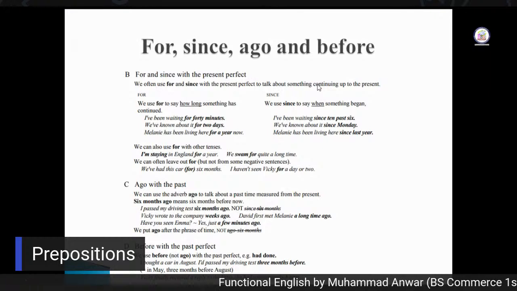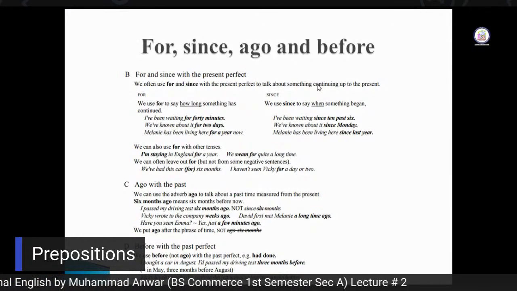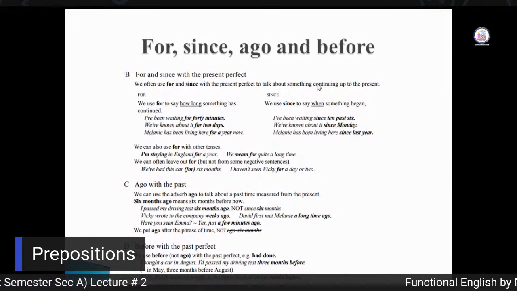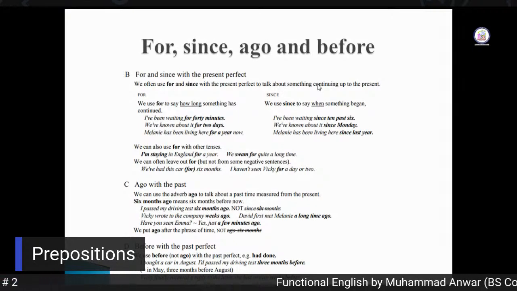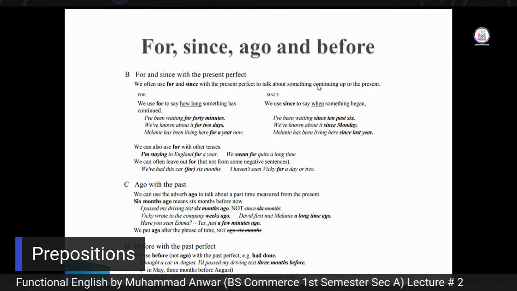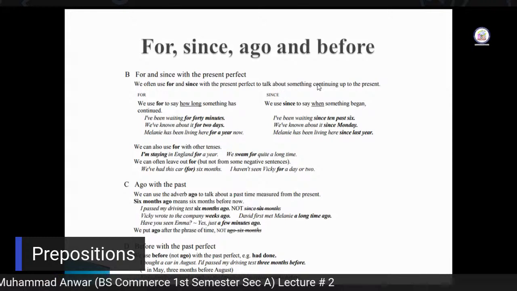We have had this car for 6 months, but you don't need to leave it out. आप इसको छोड़े मत, आपने इसमें लगाना है. ये एडवांस चीज़ें होती हैं. At this level, you have to use them. You have to use prepositions. I go with the past. ये एक और very important, another very important preposition, ago.